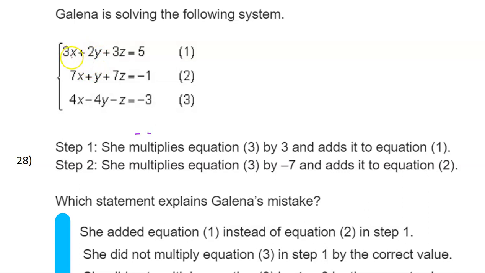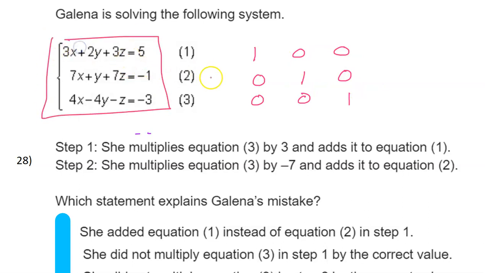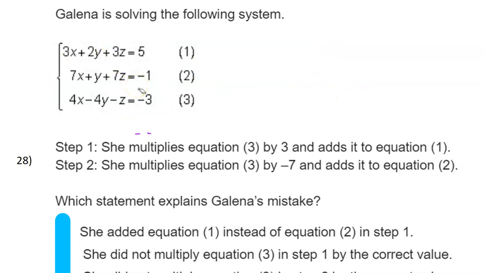Galena is trying to turn this original system into a reduced row echelon form, where ultimately you're going to have 1, 0, 0, 0, 1, 0, 0, 0, 1. Okay, so this is the end goal for this part of the equation. So in other words, you would have like 1x plus 0y plus 0z, and so on. So just keep that in mind. We're looking for zeros and ones. So let's see what she does.